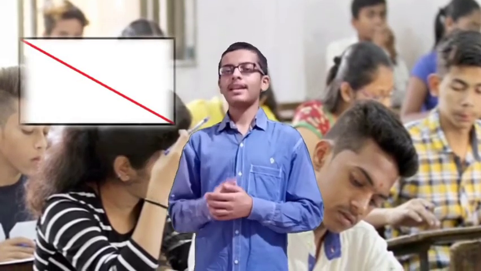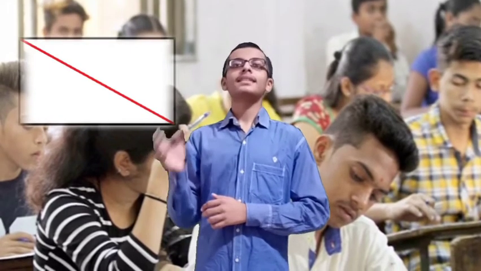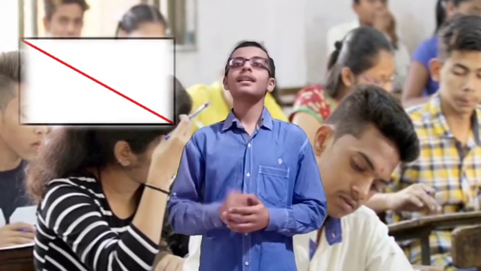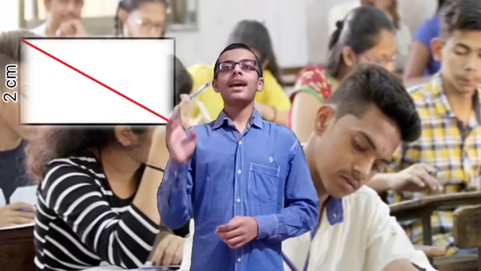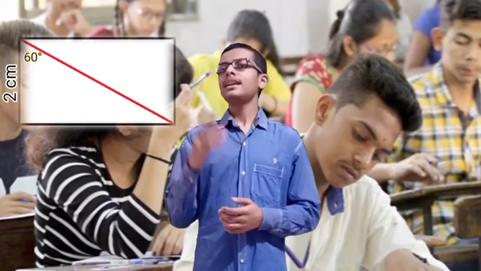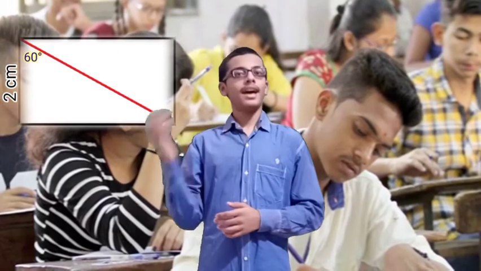Let's go to some exam related questions. Max has participated in a maths quiz and a question was asked to him. A rectangle was given to him and he was supposed to find the length of the longest possible line segment that can be drawn in the rectangle. Now it was very clear to him that it was the diagonal. Now he knew two things. One was the shortest side, that was 2 centimeter, and another an angle between the shortest side and the diagonal, which was 60 degree.